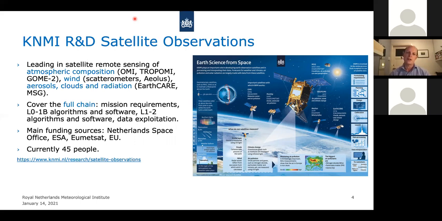What's kind of unique is that we have a full chain approach, where we do missions from the start, more focusing on mission requirements. We have a lot going on in development of algorithms and software, all the way to the scientific data products and operational data products. And our main funding sources for that work are the Netherlands Space Office, ESA, EUMETSAT, and the EU. And at this link over there, you can find more information about what we do in our group.